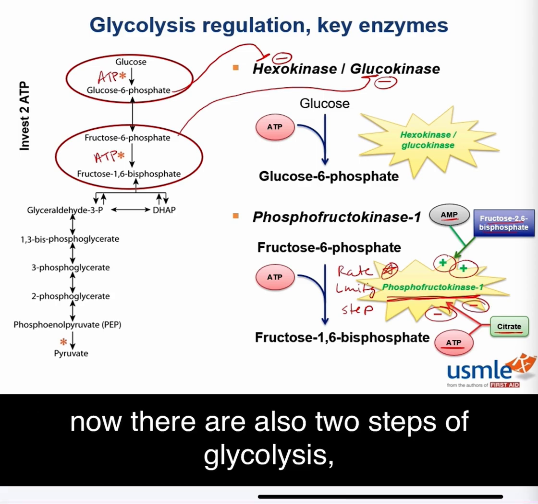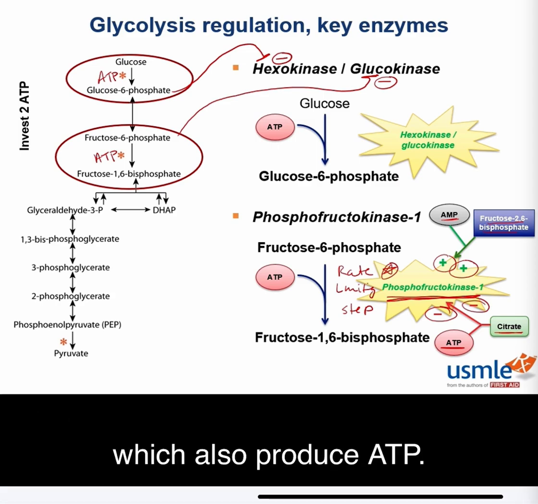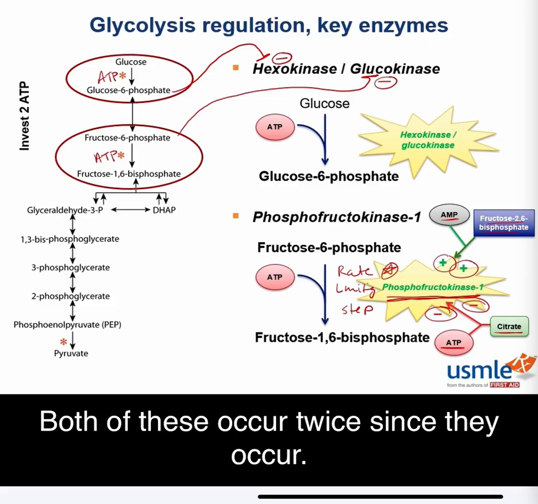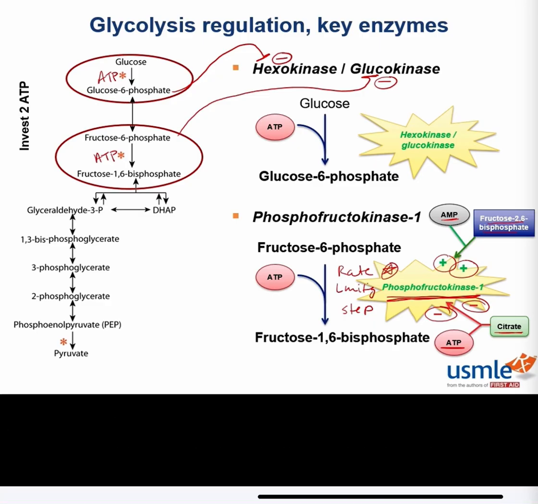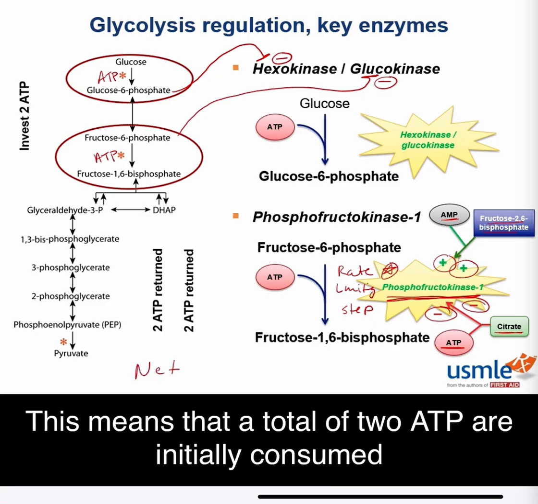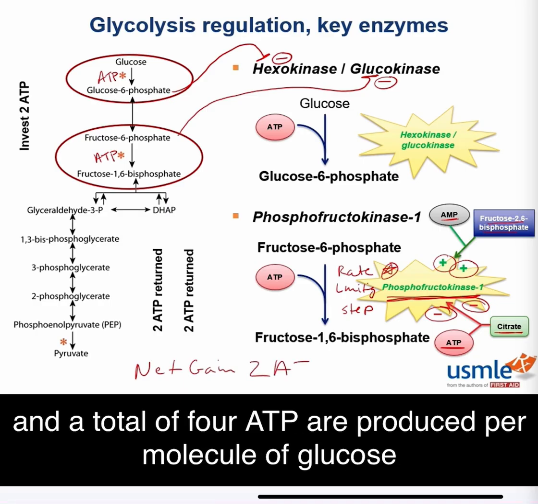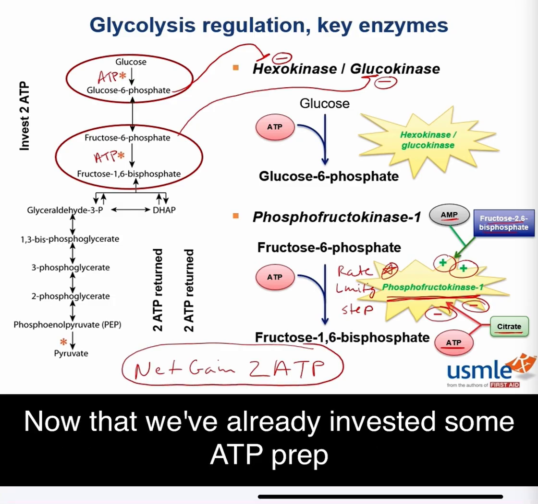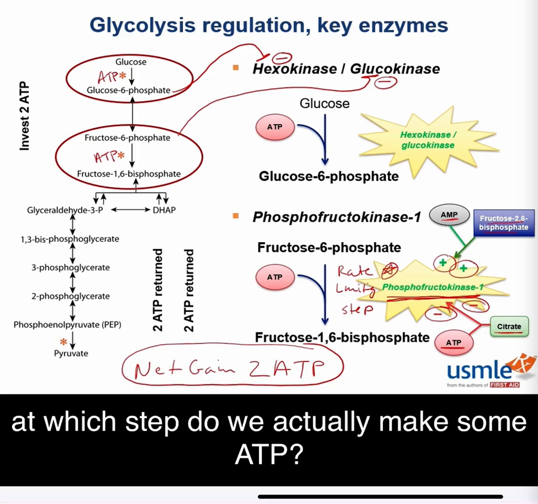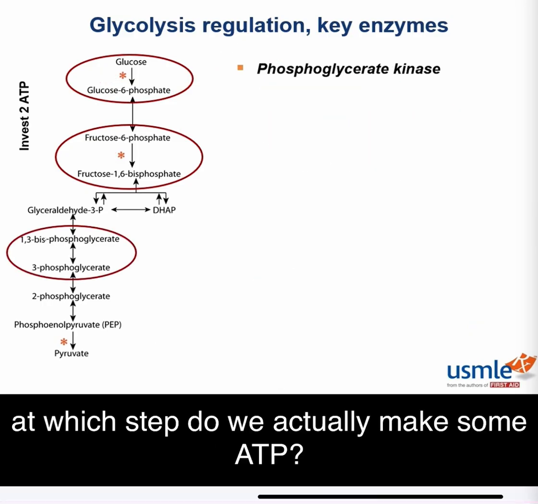Now, there are also 2 steps of glycolysis which also produce ATP. Both of these occur twice since they occur after the step where our 6-carbon molecule is split into 2 3-carbon molecules. This means that a total of 2 ATP are initially consumed and a total of 4 ATP are produced per molecule of glucose, resulting in a net gain of 2 ATP. Now that we've already invested some ATP prepping the glucose molecule, at which step do we actually make some ATP?